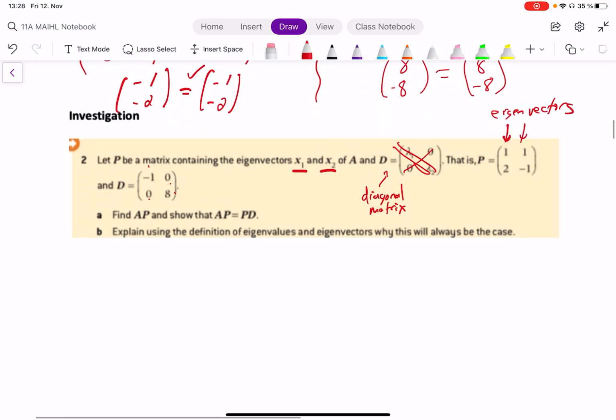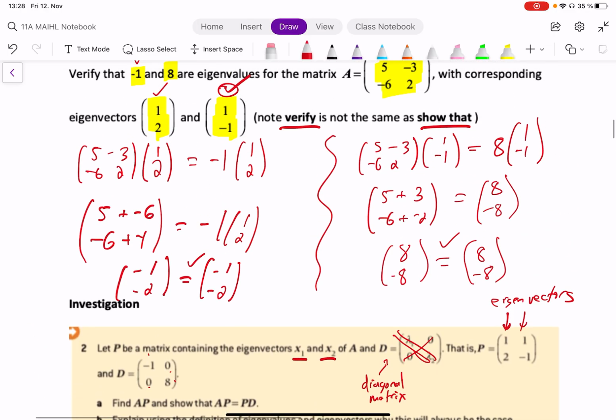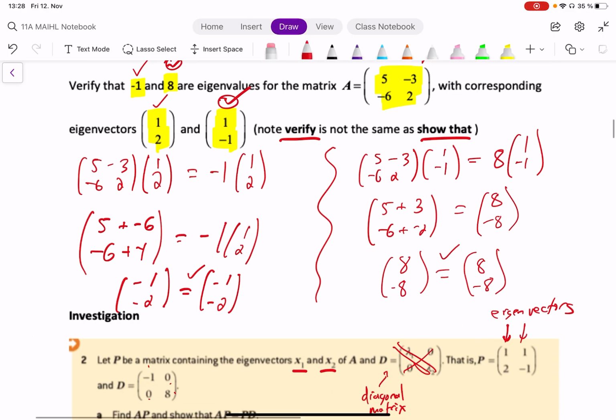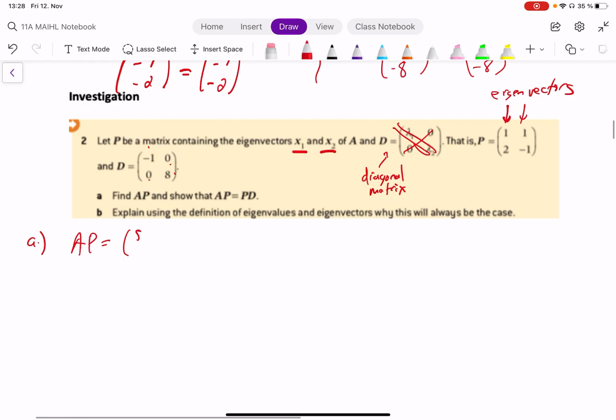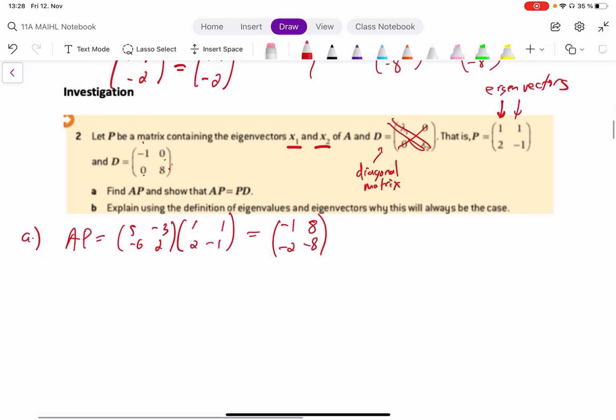And so the first thing it says to do is find AP, right? A times P, which is going to be our matrix A from above. If we're wondering where A is, we're taking this one up here. So it's 5, -3, -6, 2. And we're going to multiply that by 1, 1, 2, -1. Again, we could do this by hand or do it in the calculator. If we do it in the calculator, we're going to get -1, 8, -2, -8. All right, so that's multiplying those two together.